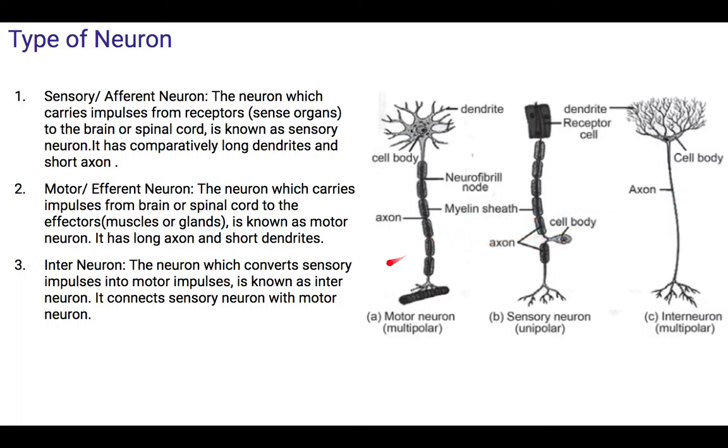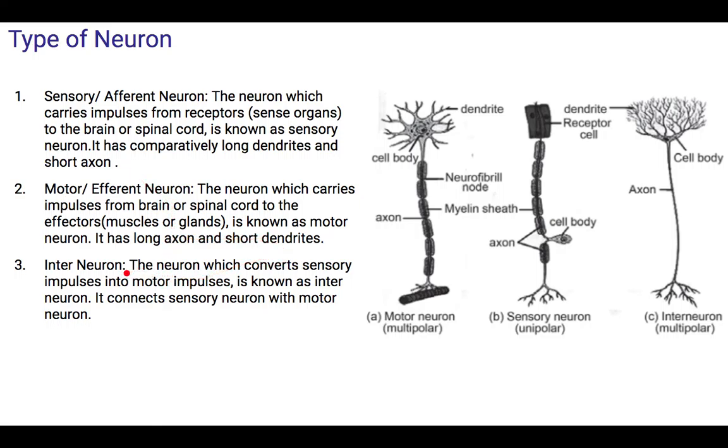Now let's go to another nerve, the motor neuron or efferent neuron, and it does the opposite of the sensory nerve. The sensory nerve takes impulses into the brain or spinal cord, whereas the motor nerve takes the impulses away from the brain or spinal cord to the muscles or glands, which are collectively called effectors. So the messages are carried from the brain or spinal cord to muscles or glands, the opposite of the sensory nerve.